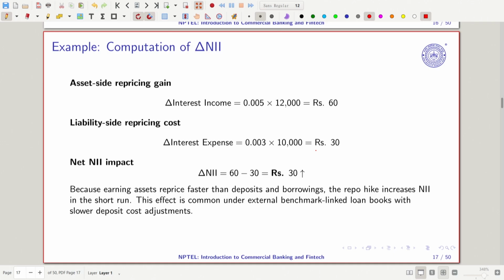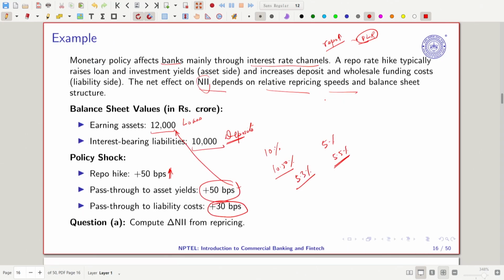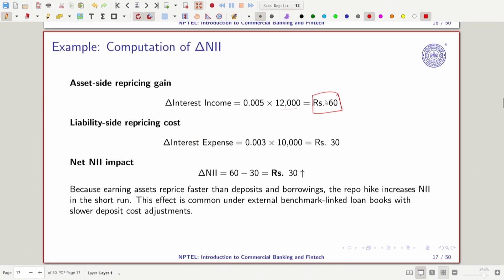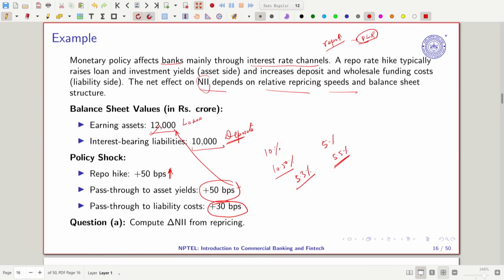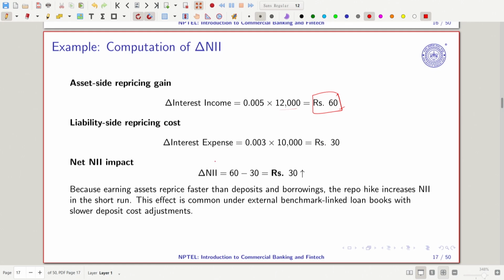So let's think about how much the interest income changes. We know that 50 basis points is 0.005. On 12,000 crore of earning assets, it comes out to 60 crore. On the liability side, on deposits they are passing on just 30 basis points. So 10,000 times 0.003 comes out to be 30 crore.